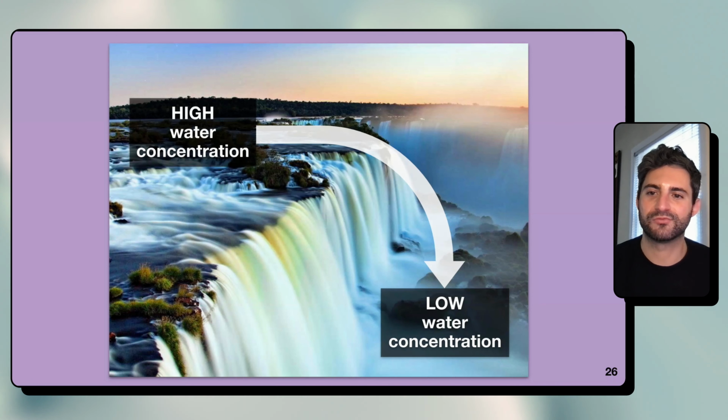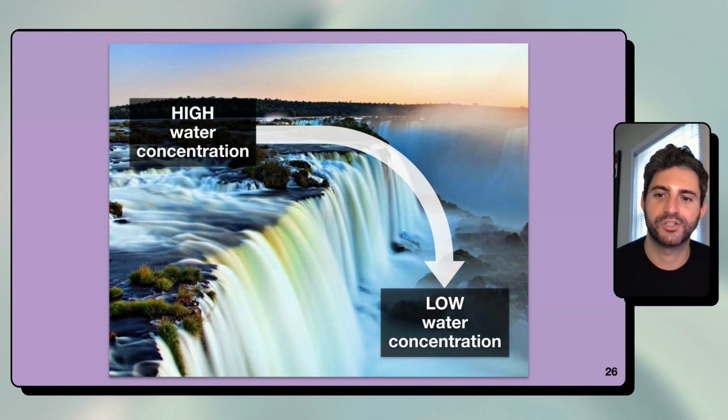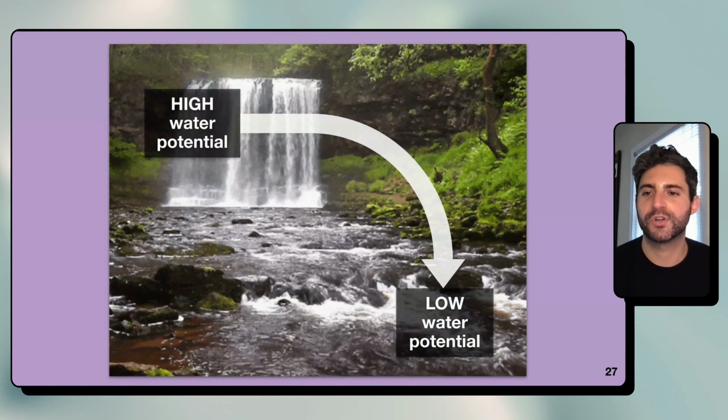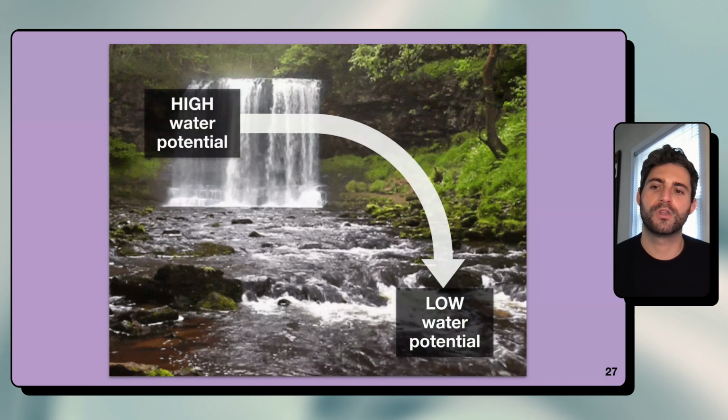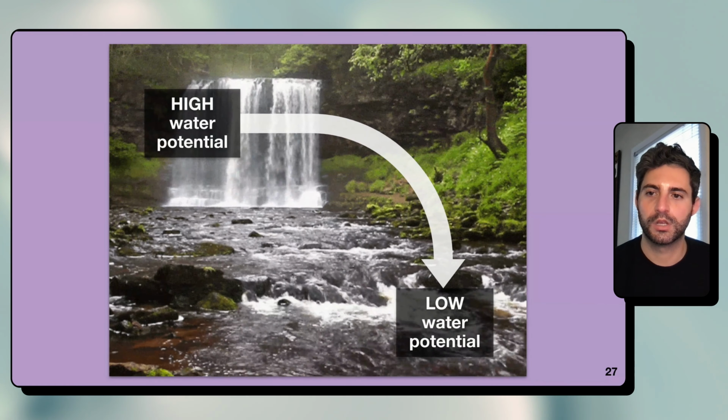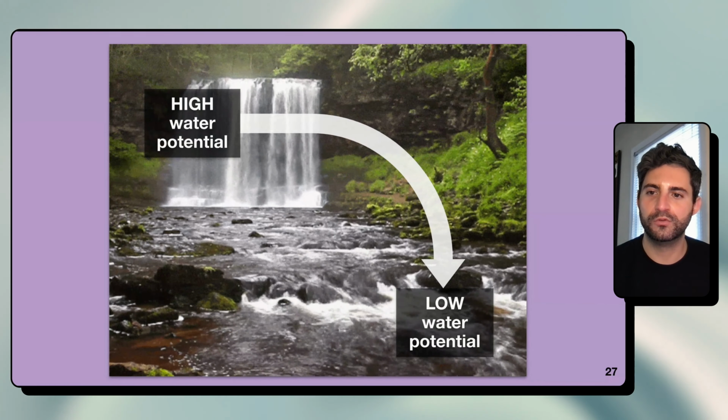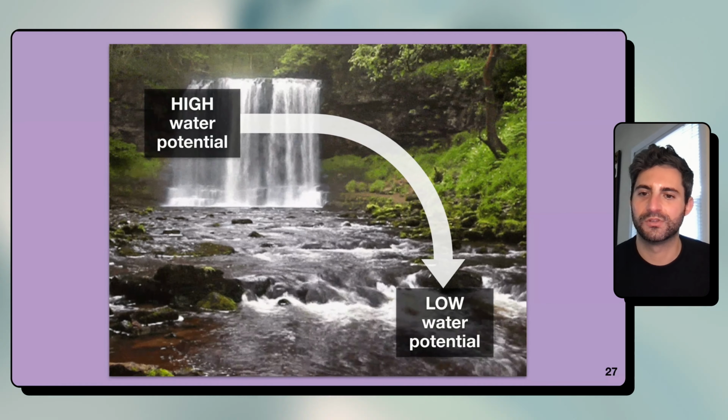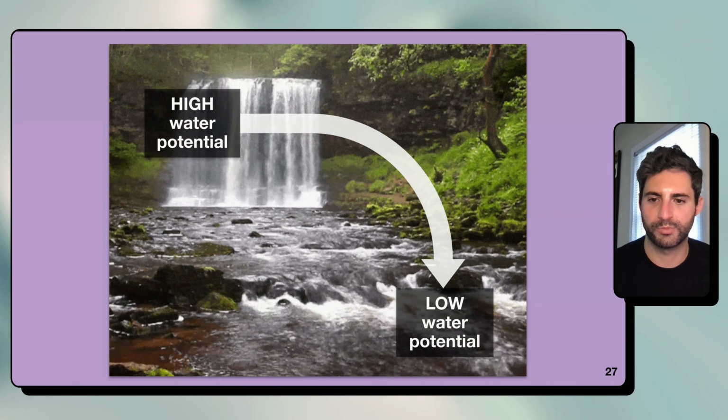We can describe this relationship between high water concentration and low water concentration with a different set of terms. We use the term water potential when we're thinking about the concentration of water. And water will always move from an area of high water potential to an area that has low water potential.